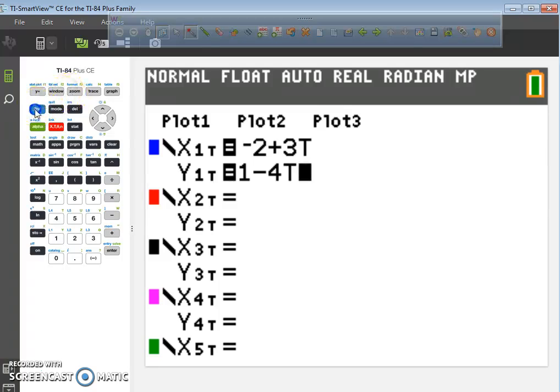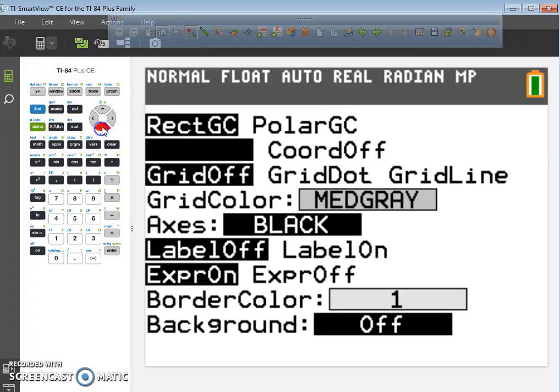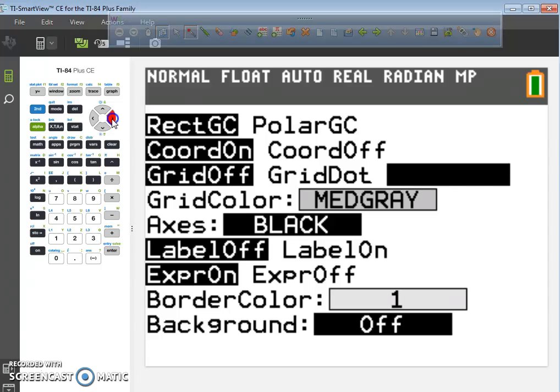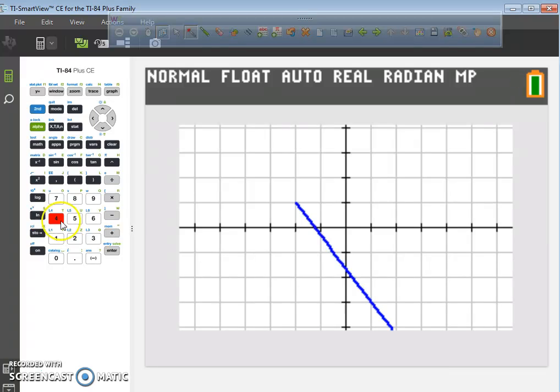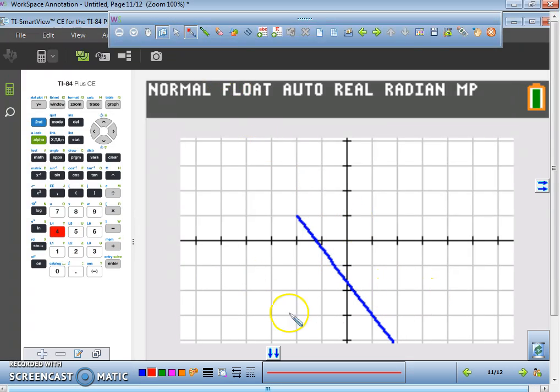Now, if you guys would please, before we hit graph, I want you to do a couple things. First of all, go second zoom. We're going to format this, and we're going to put the grid lines on. All right, so put grid line on. Once the grid line is turned on, I want you to hit zoom, and we're going to do number 4. We're going to go to zoom 4. Then I'm going to take a screenshot.